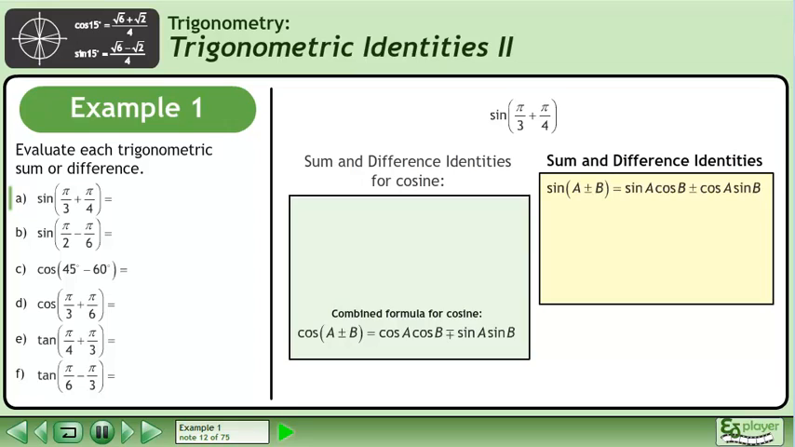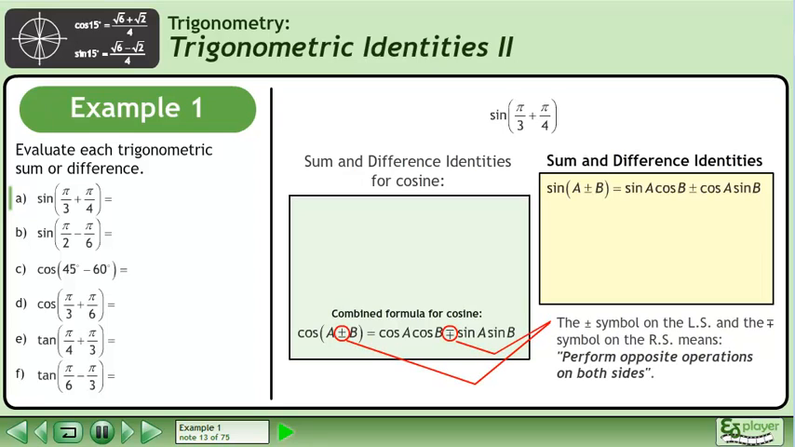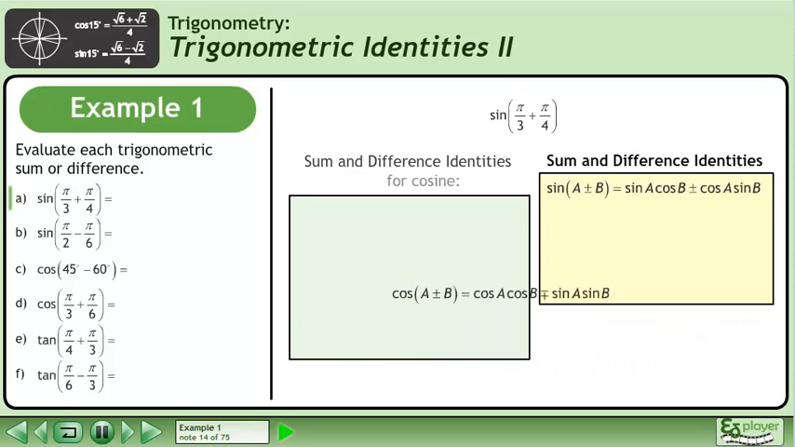The combined formula for cosine is cos of a plus or minus b equals cos a cos b minus or plus sine a sine b. The plus minus symbol on the left side and the minus plus symbol on the right side means perform opposite operations on both sides. Store the identity.